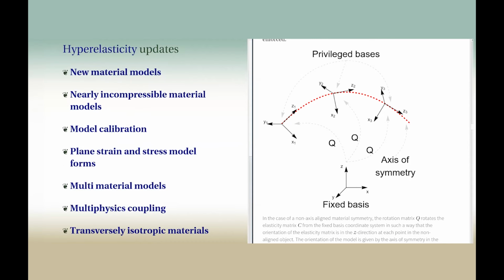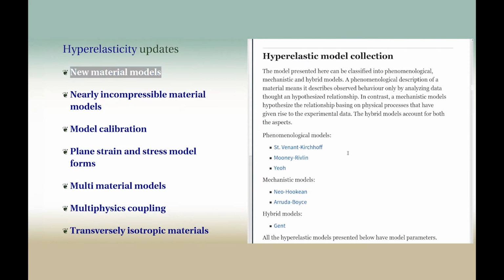Hyperelasticity is the field of physics where we have material that's extremely deformable. Think about rubber. You can pull it forever, almost, and it will go back to its original state. What we've done here is we've added, again, new material models. Here is a list of the models that we have. So the Mooney-Rivlin is new, Arruda-Boyce is new, Gent is new. We have 2 different Neo-Hookean models now. So there's a new collection of material models.